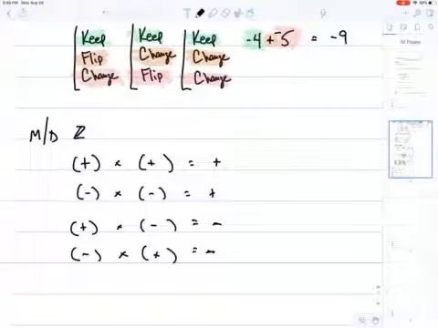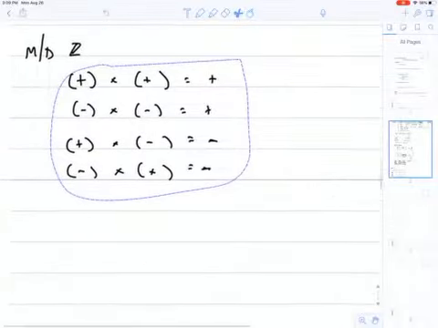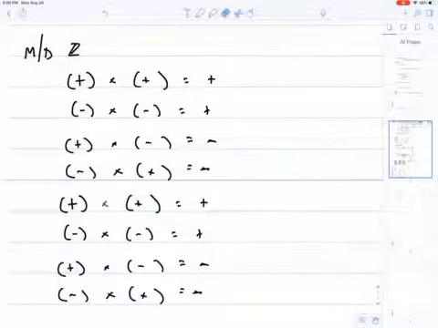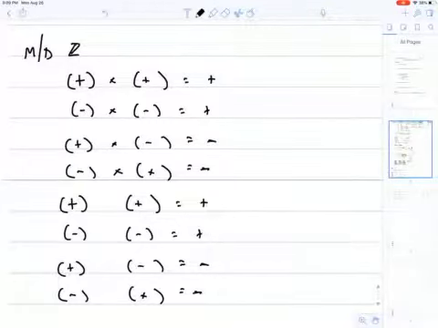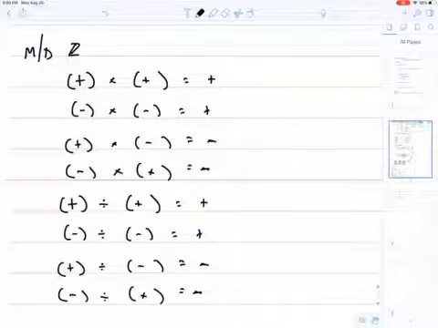It works the same for division, so I could literally copy-paste this. You would get exactly the same rules if you just used division. And whether the division is written with the division symbol or whether you write it as a top and a bottom, like a numerator and denominator, either way it works exactly the same.